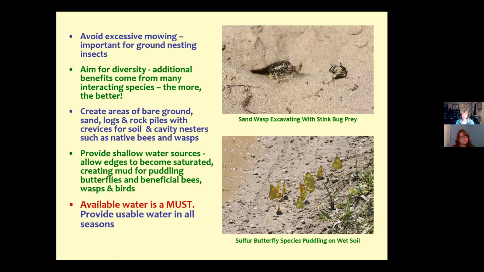So you want to create these areas, sand, logs, rock piles, little crevices for soil and cavity nesting species, some of our native bees, some of our wasps. I know we don't want to set up areas where we think we're going to have a bunch of yellow jackets coming in and making nests, but that's when you want to bring in your skunks. The skunks will eat every yellow jacket nest they can find, including climbing trees to get to them.